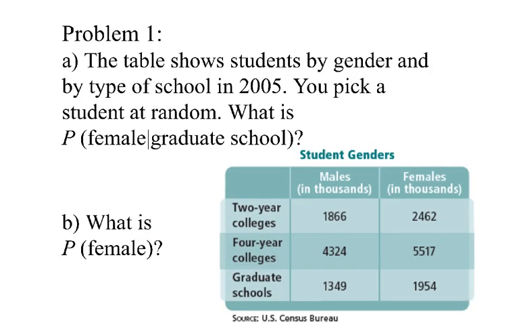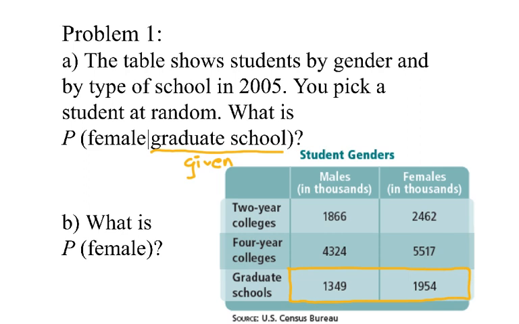All right, so let's look at this first table. We're going to find the probability. The table shows students by gender and type of school in 2005. You pick a student at random. What is the probability that they are female given they are graduate school? So it is given that they are in graduate school. So this means we are only looking at the people that are in graduate school. So we are only looking at these two groups of people. Whatever is given is what's limiting your sample space.